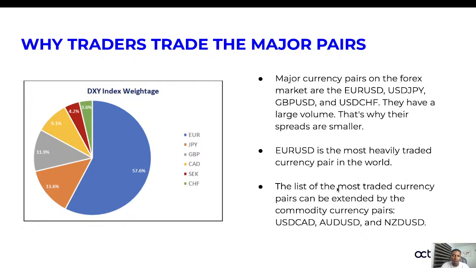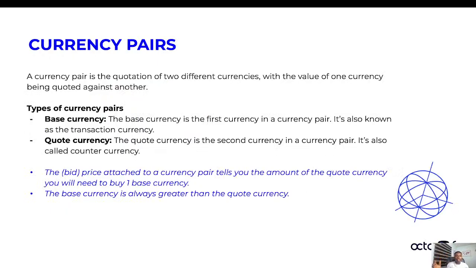The list of the most traded currency pairs can be extended by the commodity pairs. That's USD CAD, Australian USD, New Zealand USD. So you can see Euro is the largest traded. When you look at every currency pair, the currency pair is a quote of two different currencies, with the value of one currency being quoted against the other.